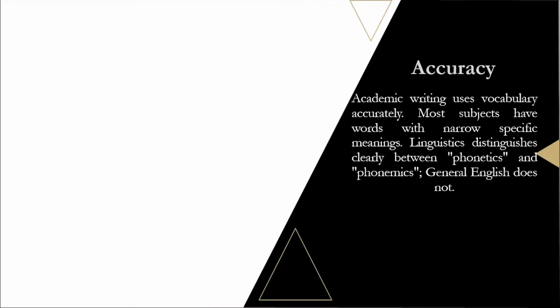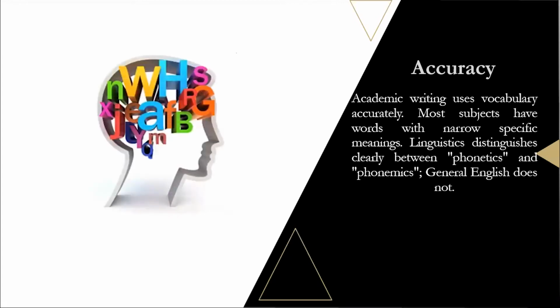Accuracy. Academic writing uses vocabulary accurately. Most subjects have words with narrow specific meanings. Linguistics distinguishes clearly between phonetics and phonemics. Just like, for example, astonished and shocked. We also have positive word and negative word. We thought of the same meaning, but they are being used differently depending on the context.